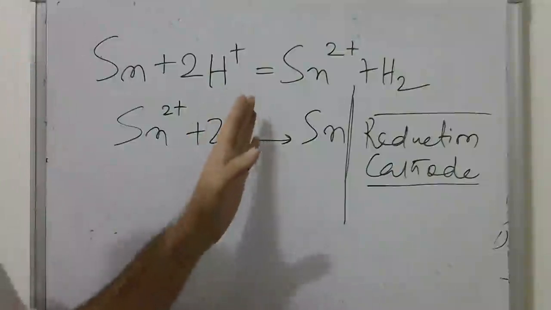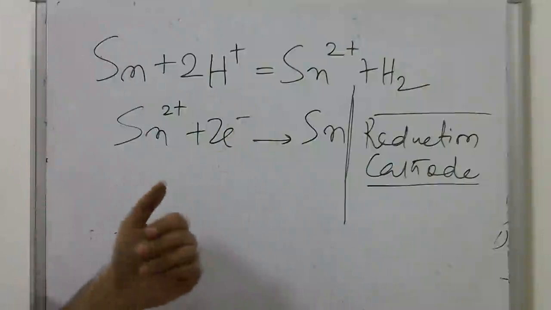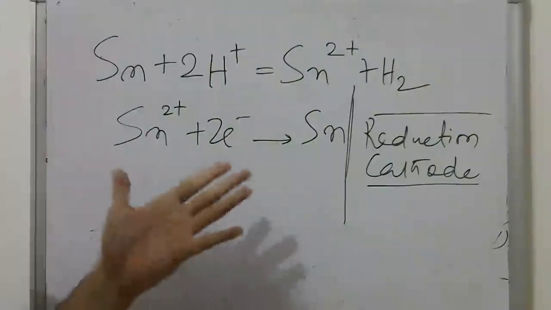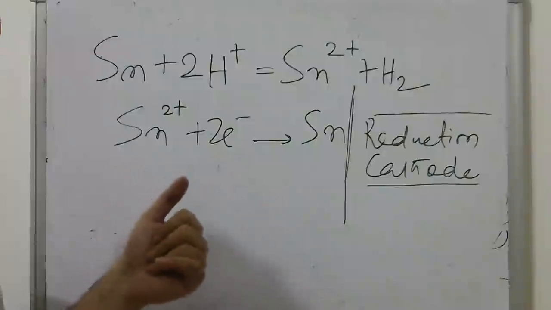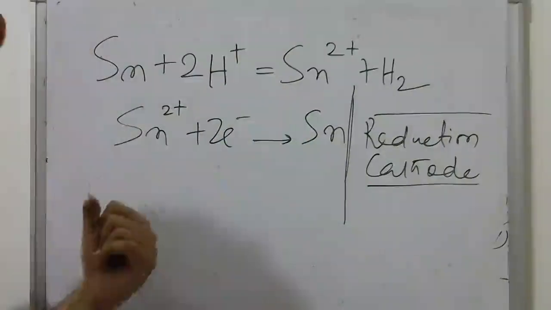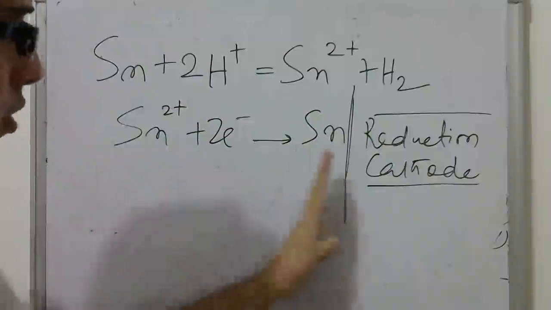This is the standard state of reaction. It's not happening because of two things. The Sn2 plus concentration is 10 to the power minus 2 molar, and pH is 5. I don't know whether this reaction will occur or not. Why not? We'll explain.